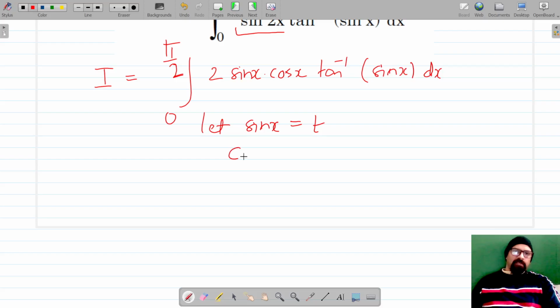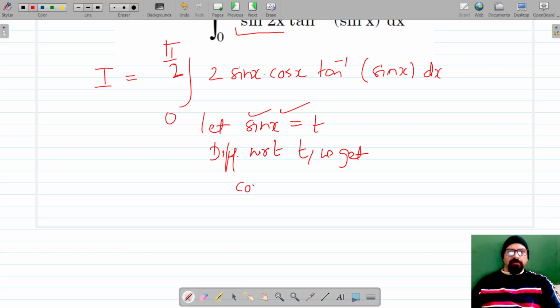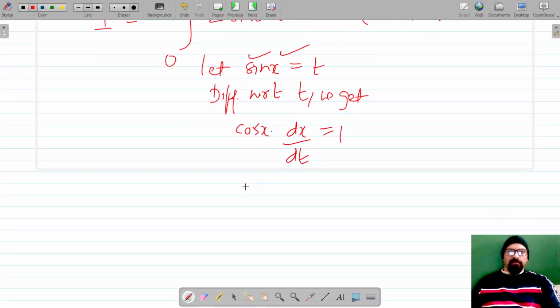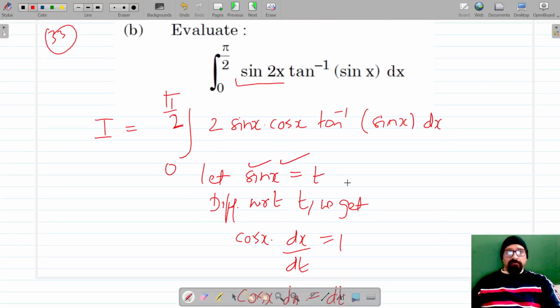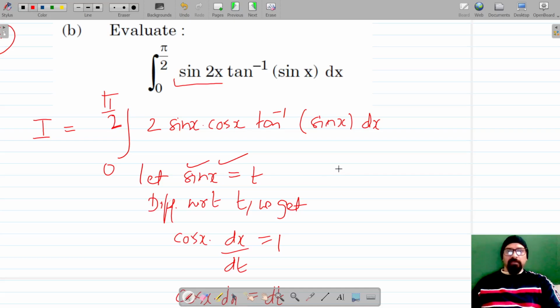So if I differentiate this, we are not going to differentiate with respect to x, but with respect to t. And we are going to get the new limits as well. Differentiation of sin x is cos x, and differentiation of x is dx by dt. Differentiation of t is 1. So this is now cos x into dx is equal to dt. This is the differentiation.